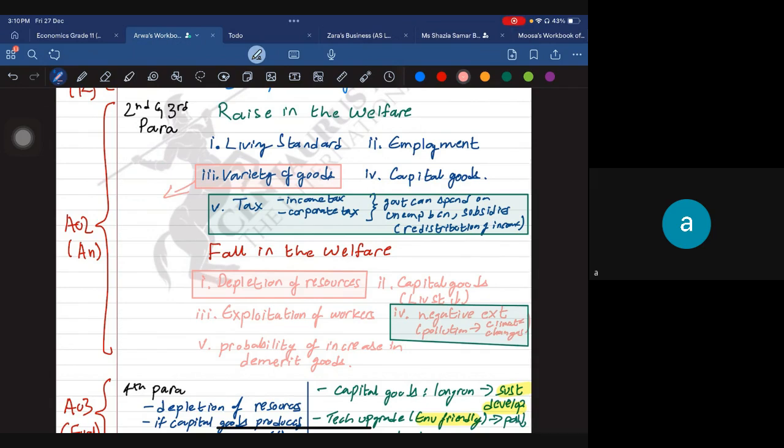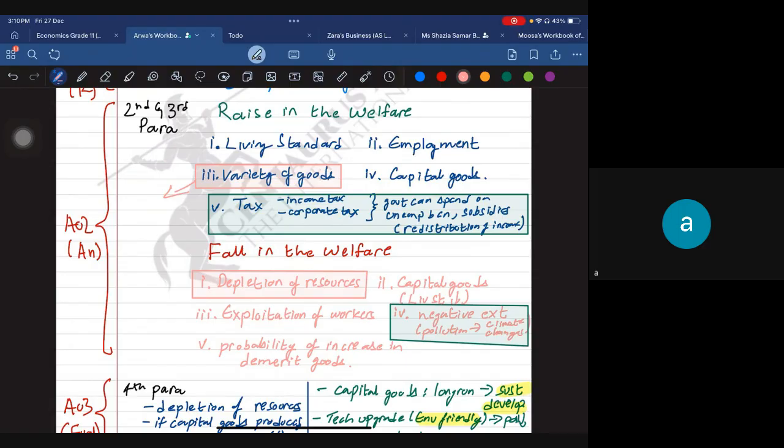One thing that you can add here as well is that when you get the variety of goods from your own country, you will import less. You might even be able to export more. Exactly. You will be able to even export more, right?